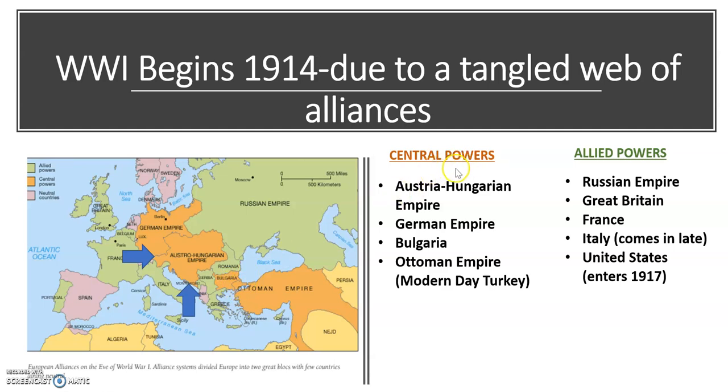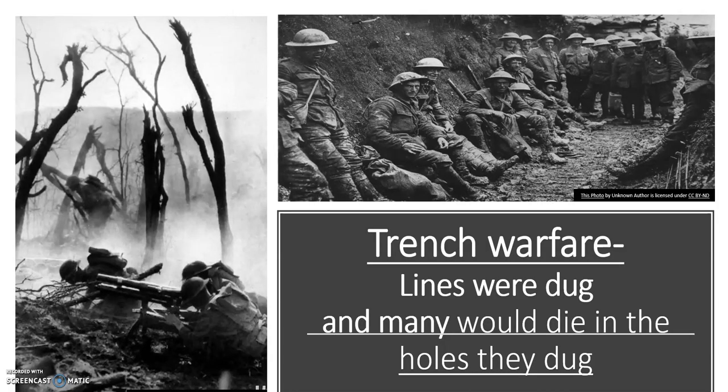And you've got the Central Powers here, which is the Austrian-Hungary Empire, you've got the German Empire, you've got the Ottoman Empire, which is modern-day Turkey. And then on the other side, you've got the Russian Empire, Great Britain, and France. Italy comes in late, although they were supposed to be in the Central Alliance. And then the United States enters really late in 1917. But this is the kind of alliances that are engaged in 1914.